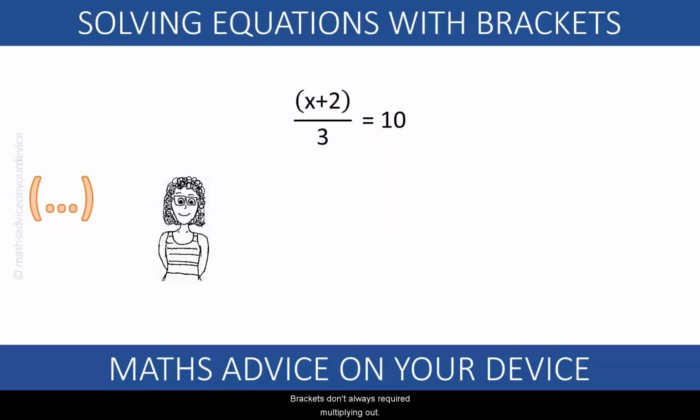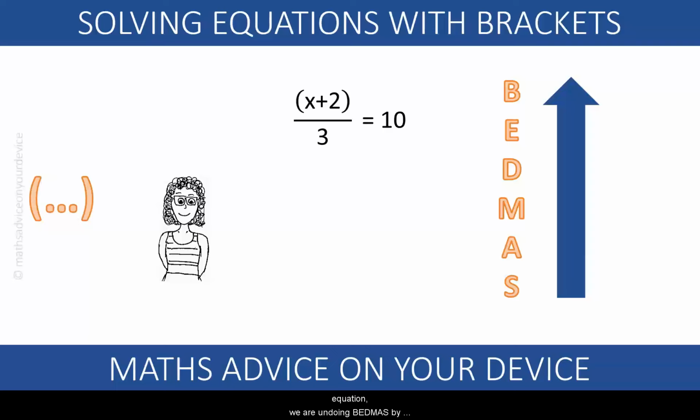Brackets don't always require multiplying out. In this equation, we have a numerator acting as a bracket and a division. Since we are solving an equation, we are undoing BEDMAS by following the opposite order. So we undo division first and then undo whatever is in the numerator. 10 times 3 is 30, subtracting 2 returns 28.